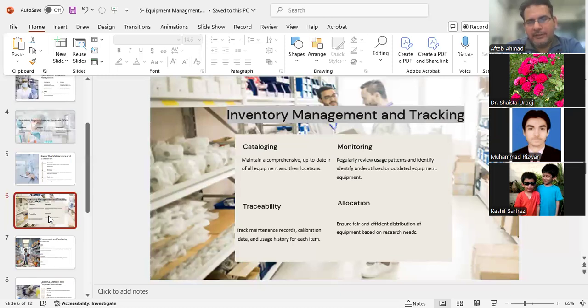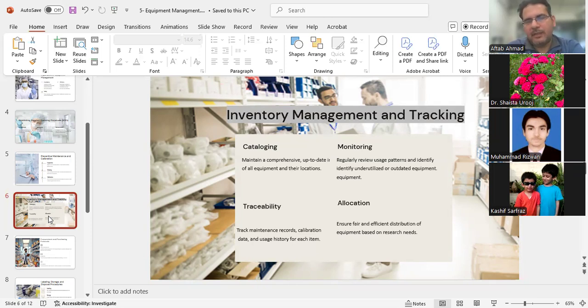Then comes the monitoring. So we have to regularly review usage patterns and identify underutilized or outdated equipment. This is another thing: we have to monitor the things and check which equipment are underutilized or outdated.